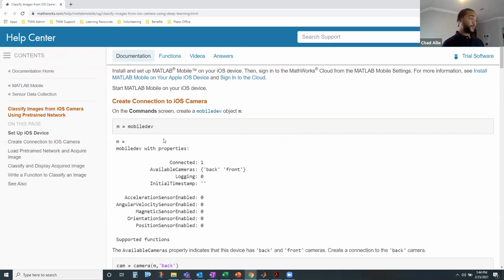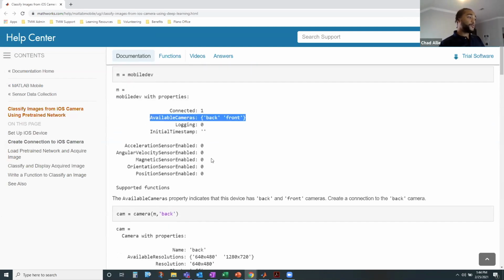So for example, with my smartphone, if I'm doing deep learning, I can access the camera, and that's what I want to do because I want to recognize images. I want to take images and classify them. Now, there's more than one sensor on a smartphone.